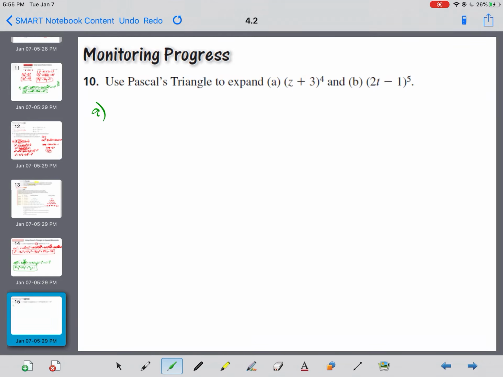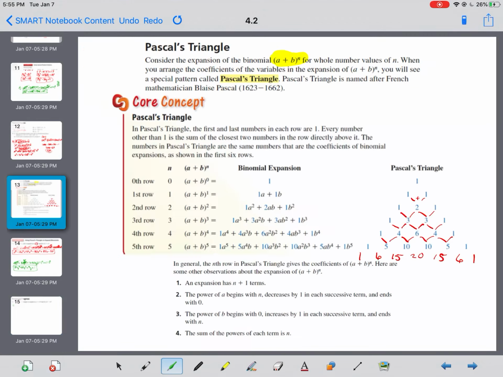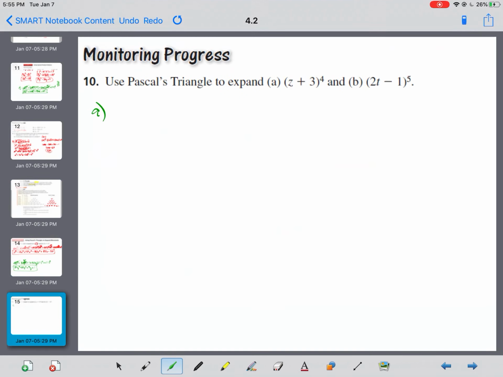All right, let's do A. Start with green. It's to the fourth. Let's go back and look at level 4, 1, 4, 6, 4, 1. Something to the fourth plus 4 times something to the third, something to the first plus 6 times something to the second, something to the second plus 4 times something to the third plus something to the fourth.